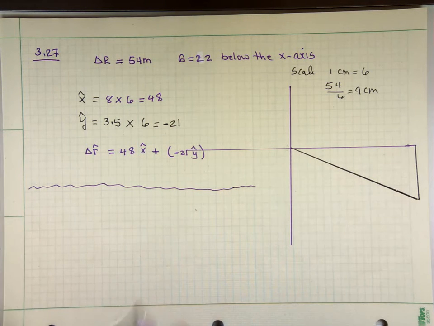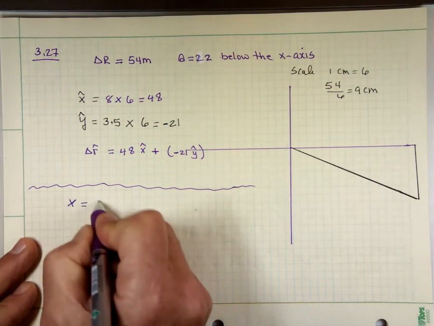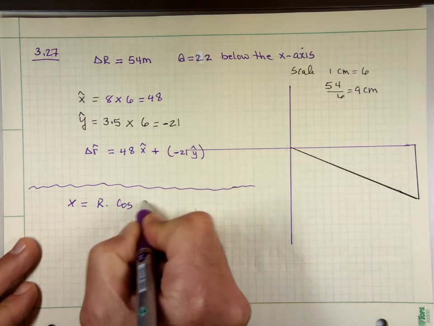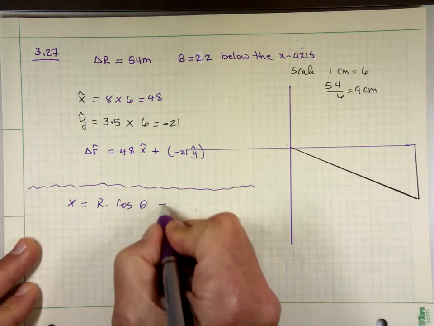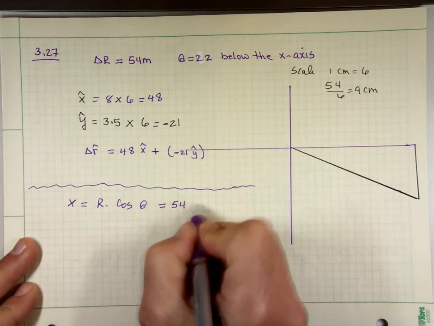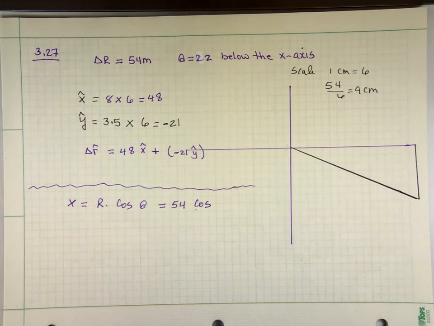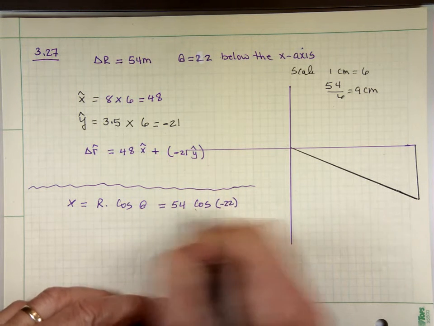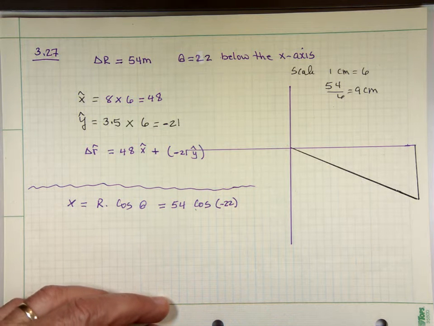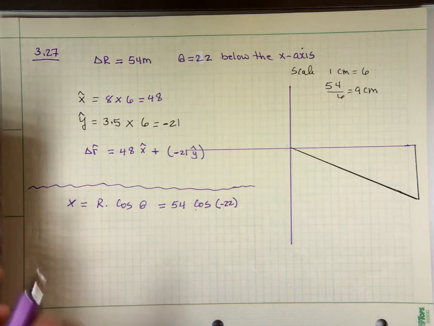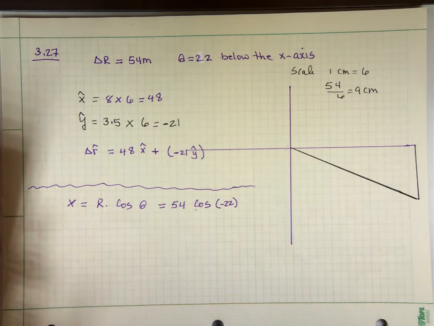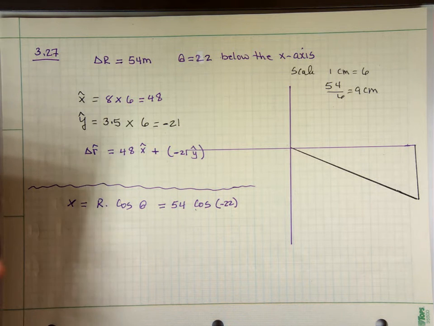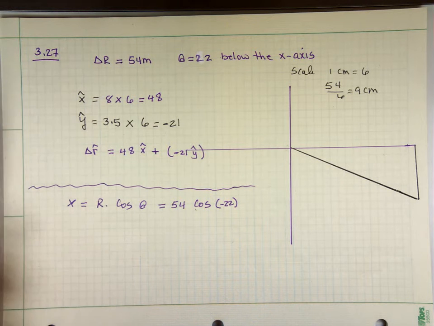The x component, we know it's going to be r cosine theta. So if you don't want to graph it, you don't have to. R is 54 cosine, and what's the angle here? It's actually negative 22, right? Because it's below the x-axis. You always measure the angle with respect to the x-axis when you use that equation. That's negative 22 degrees. 54 cosine negative 22, and it says it's 50. So notice I was a little bit off there with the graph.